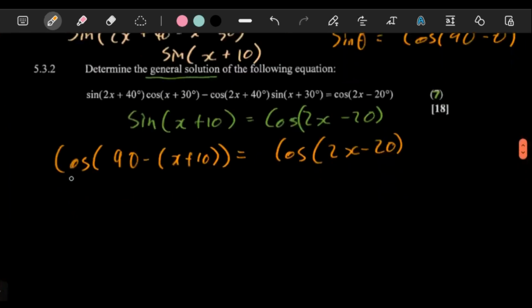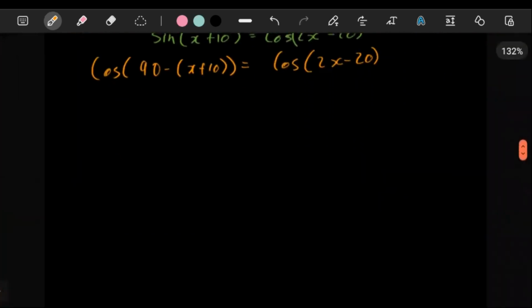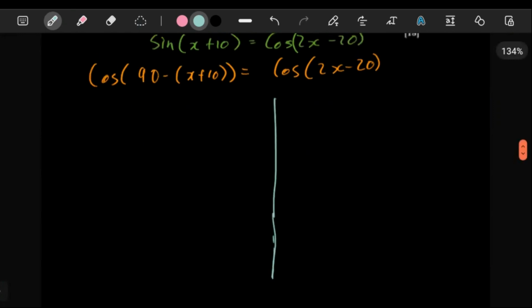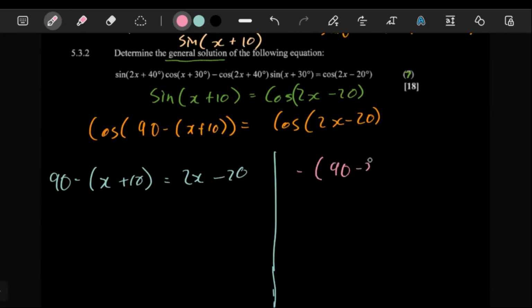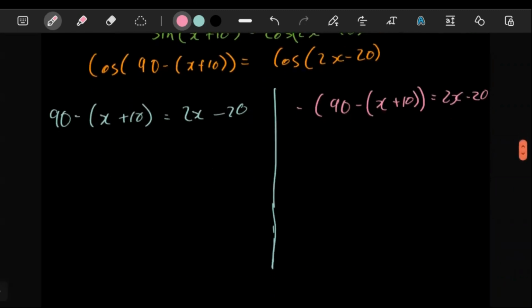There you go. So the idea is, as long as you've written it out like this, you automatically want to split your page in half. And then once you've split your page in half, on the one side you're going to just drop the cos's. You have 90 minus x plus 10 equal to 2x minus 20. The other side, what you do is this part here, you always write it as a negative 90, and then bracket x plus 10, equal to the 2x. So changing both sides to a cos will always allow you to do this, which will always allow you to eventually get your correct answers.